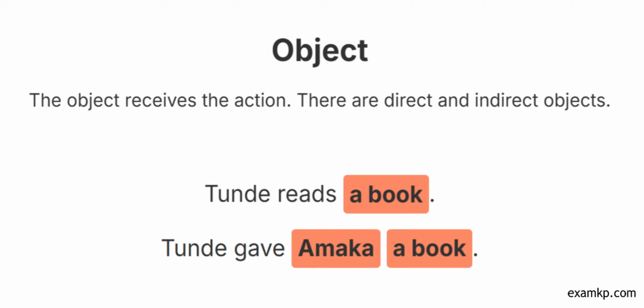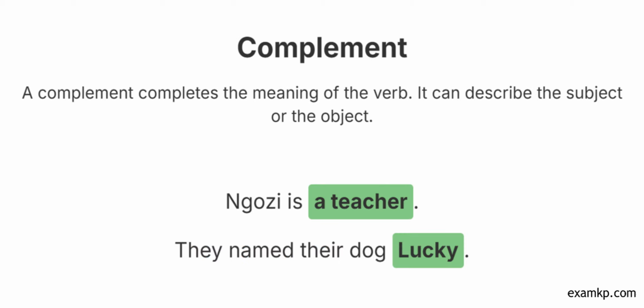Then we have the object. The object receives the action. So in the sentence, Tunde gave Amaka a book. Amaka is the indirect object and a book is the direct object. Then we have complement. A complement completes the meaning of the verb. So in Ngozi is a teacher, a teacher describes Ngozi. This is a subject complement. The other, they named their dog Lucky. Lucky is the object complement because it describes the dog.